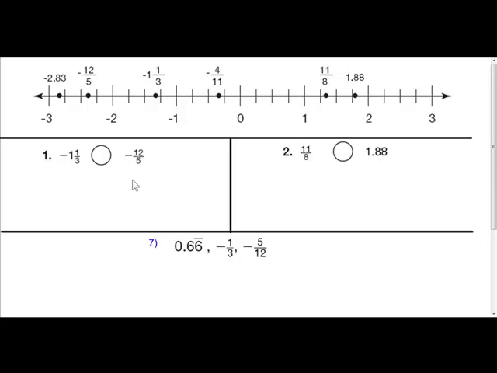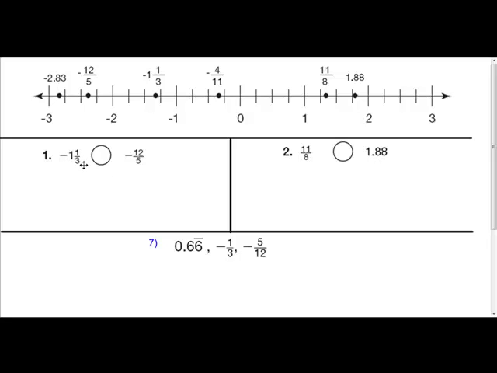This lesson is on placing rational numbers on a number line. Rational numbers include positive numbers and negative numbers. They also include positive and negative fractions, positive and negative decimal numbers. So let's take a look at problem number 1.